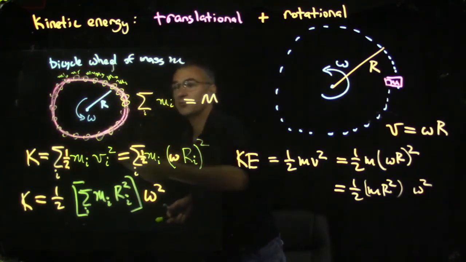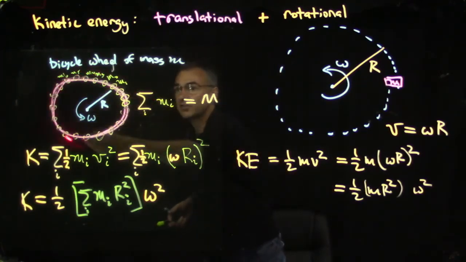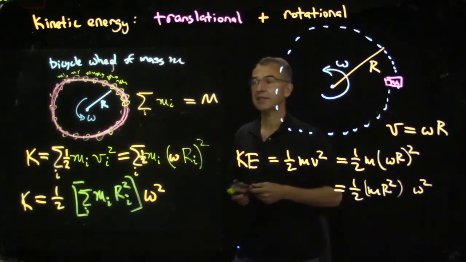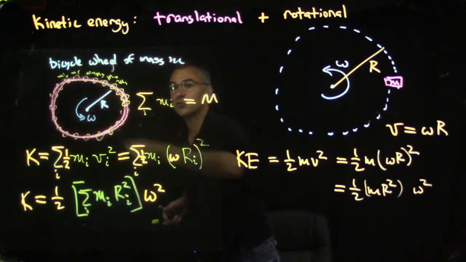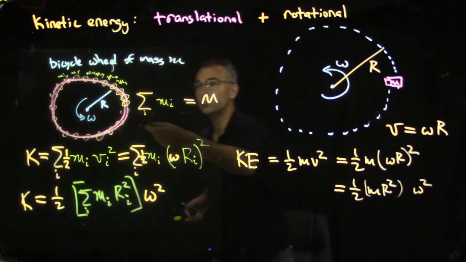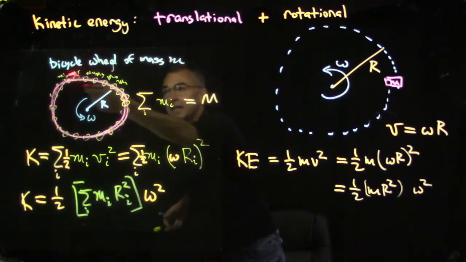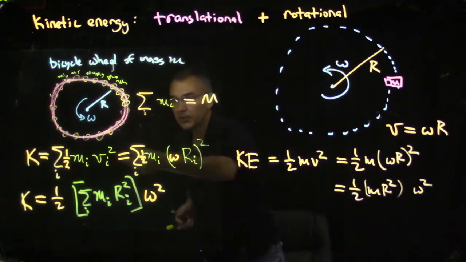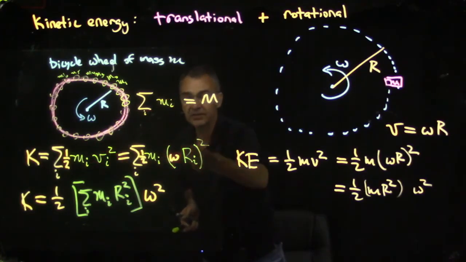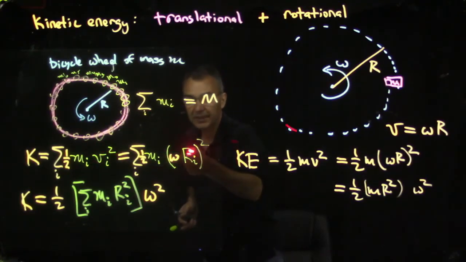Now the way I drew this, everything's at the same radius, but it will turn out in a minute that we could have things spread out at different radii if we wanted to, and this expression would still work for the kinetic energy. Everything is going around at the same omega, the same angular velocity. So each little speed is omega times r. Then we can rearrange this expression.